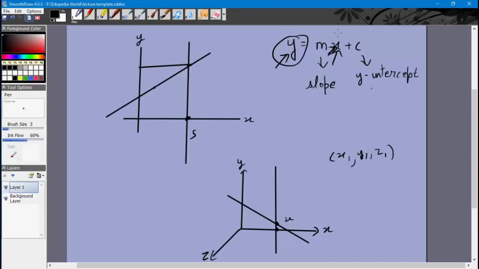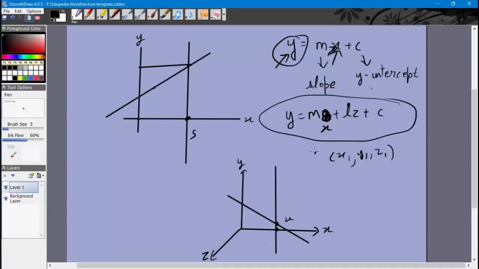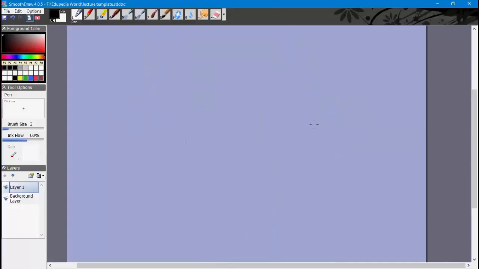So that immediately removes equations like this one: y is equal to mx plus, let's say, lz plus c. This can't be an equation, because for a particular value of x, we get a relationship between y and z. We don't want that. That's not a straight line. A straight line tells me for a single value of x, we get one value of y and one value of z.